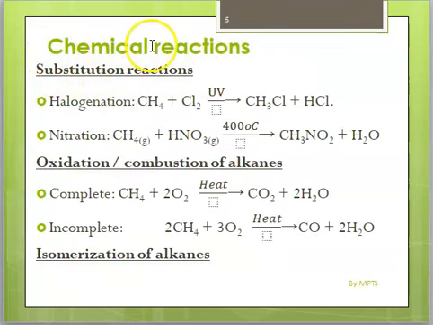What are the reactions? Halogenation reaction, where you're adding a halogen. The mechanism is in 3 phases. I'm sure you know it. You can find out, you can get more information. We have nitration reaction, occurs at 400 degrees Celsius, and of course we have oxidation and isomerization of alkanes reaction. Now, with the oxidation, we have complete and incomplete. With incomplete, we form carbon monoxide and water, while with complete, we form carbon dioxide and water.